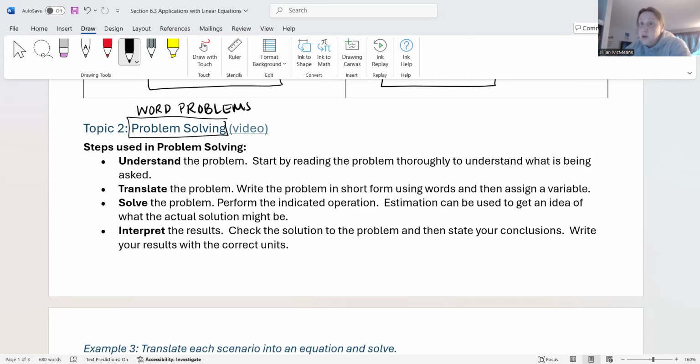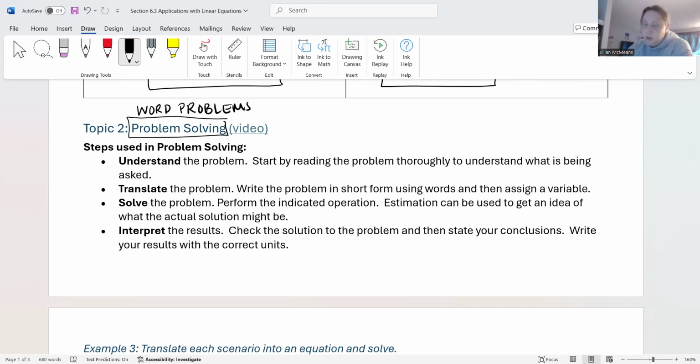So the first thing is understand the problem. And a lot of times that's the hard part, is just understanding what's happening in this word problem, okay? So it says start by reading the problem thoroughly to understand what is being asked. Just acclimate to the problem, familiarize yourself with the problem. Sometimes you have to read the problem two or three times just to wrap your head around what they're saying, okay? Part of this is understanding what information is important and essential to the problem and what information is just kind of like filler, okay?